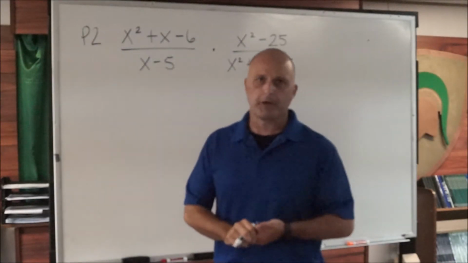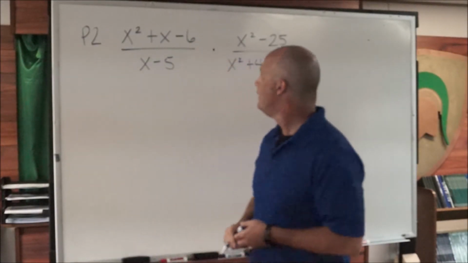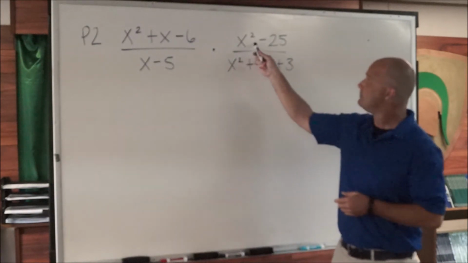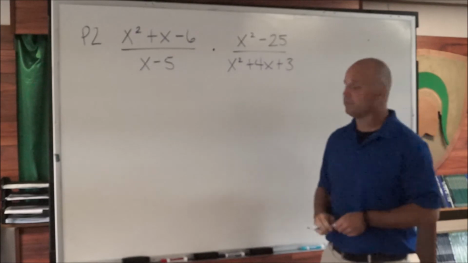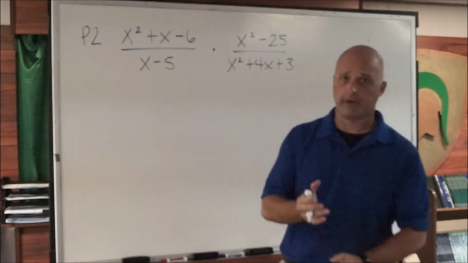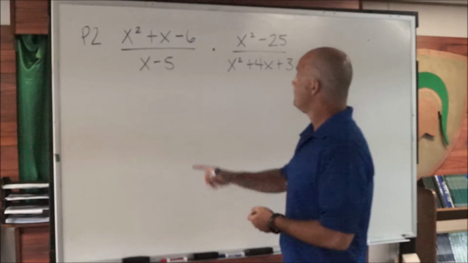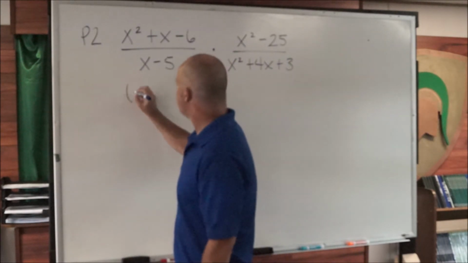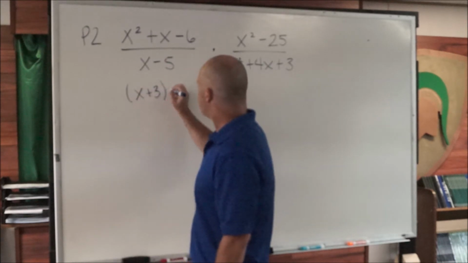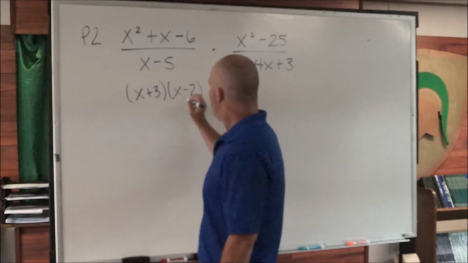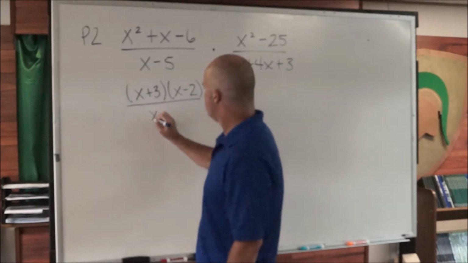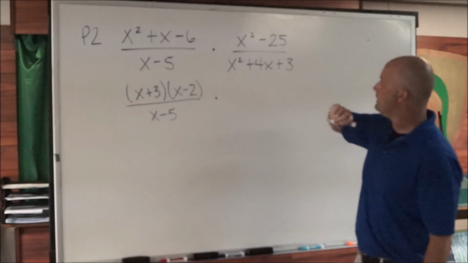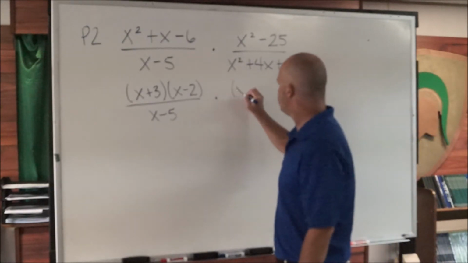For problem number 2, we're going to multiply two rational expressions. And here we've got x squared plus x minus 6 over x minus 5 times x squared minus 25 over x squared plus 4x plus 3. So again, the first thing we're going to do is go ahead and factor these down. So what are the factors of 6 that subtract to 1? And that's going to be x plus 3 times x minus 2. We don't have to do anything with the x minus 5, so we'll leave that as is. Then we've got a difference of squares, so x plus 5 times x minus 5.